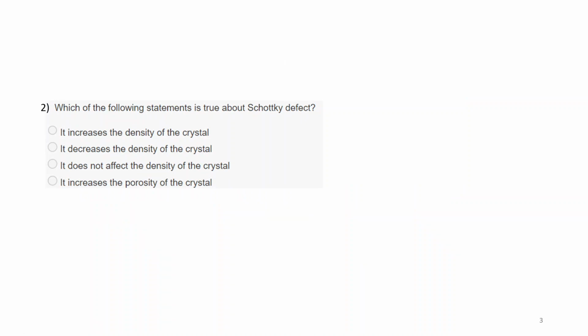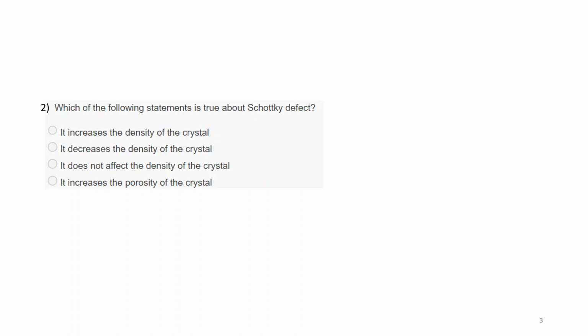Next question is, which of the following statements is true about Schottky defect? Your options are, it increases the density of the crystal, it decreases the density of the crystal, it does not affect the density, or it increases the porosity of the crystal. So when you talk about density, it is different than porosity. Porosity is at a micro level compared to density. So density, when you are measuring, even if some atoms are missing, the density will be different.